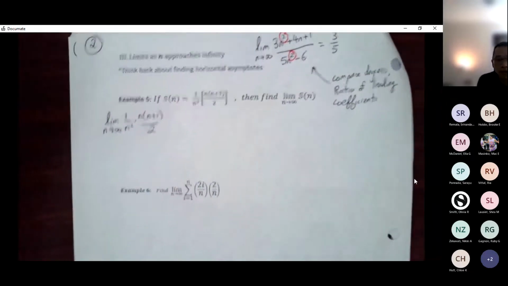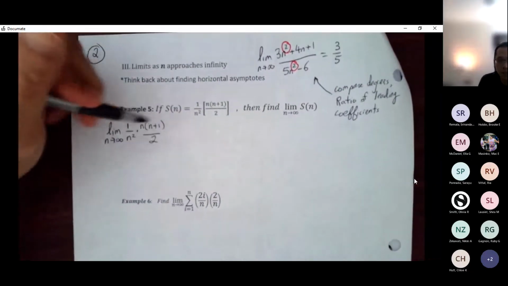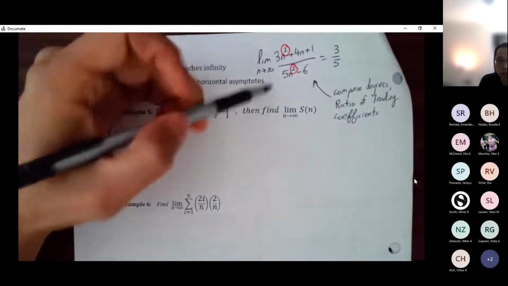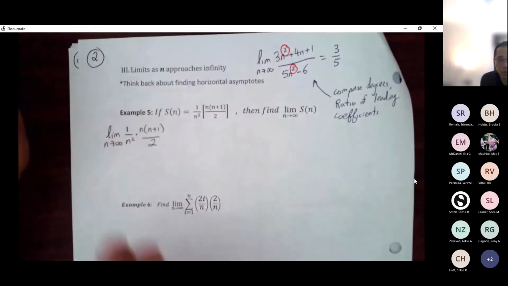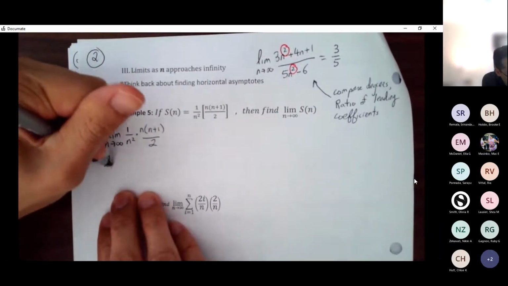All right, so first thing I'm going to do is just try to clean this up, right? I want to kind of get all this cleaned up and combined together so I can see what the true ratio or what the degrees are between the numerator and denominator. Because right now things look separated.